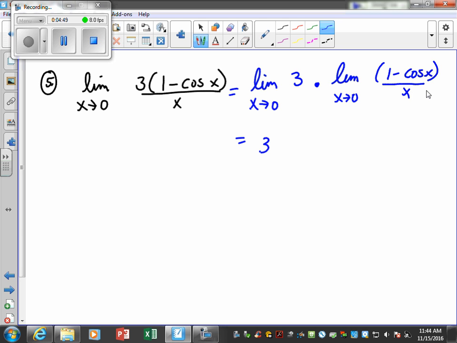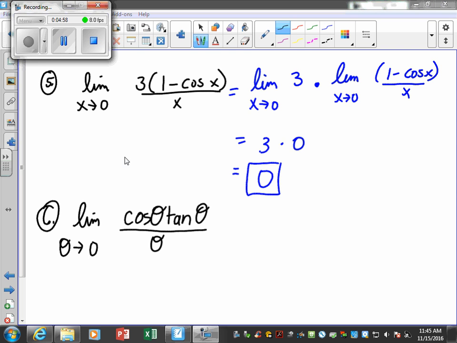0 over 0. We're just going to have 0 there. We can evaluate that, and then you can just do 3 times 0 is going to be 0.